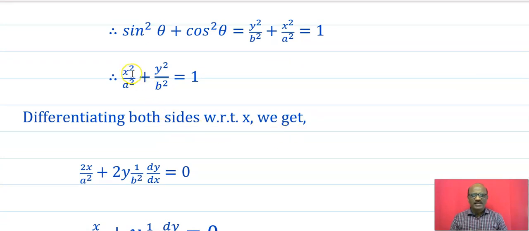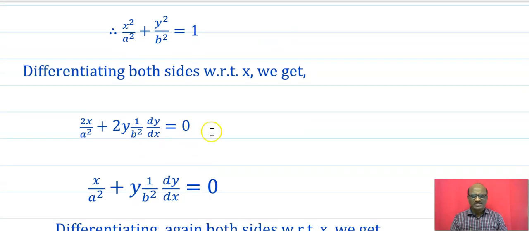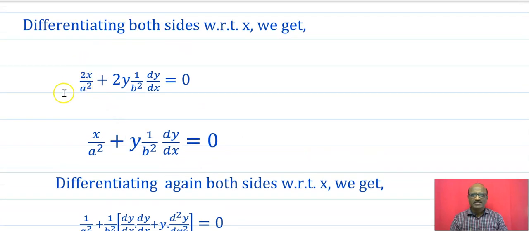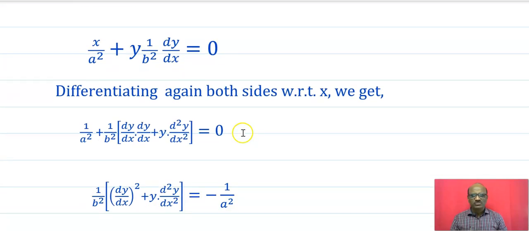Now differentiate both sides with respect to x. We get the derivative of x square is 2x upon a square plus 2y, derivative of y square is 2y, into 1 upon b square into dy by dx. Derivative of 1 is 0 and you are getting this. Now the next, we can cancel 2 on both sides, then you will get x upon a square plus y into 1 upon b square into dy by dx, and that's equals to 0.